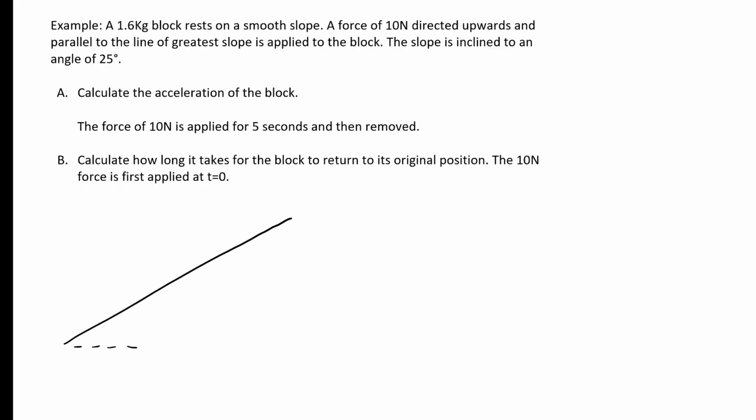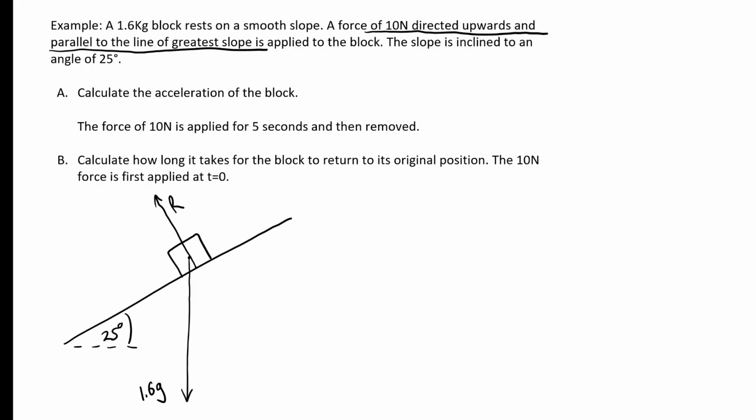So there's the slope. It's inclined to an angle of 25 degrees. Place the block on the slope. The block has a mass of 1.6 kilograms, so it has a weight of 1.6 g. It sits on a surface, so there's a reaction force R, and in addition to these two forces there's our 10 Newton force, which is directed upwards and parallel to the line of greatest slope, meaning that it's applied like that, in the same direction as the slope itself.